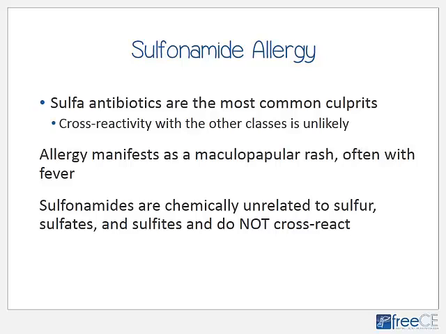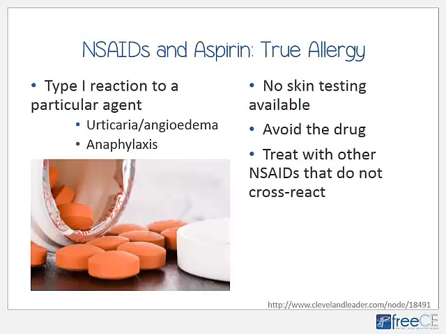And I will say, too, that sulfonamides are chemically unrelated to sulfur, sulfates, and sulfites, so they don't cross-react. So if a patient is allergic to Bactrim, they are not allergic to morphine, at least not necessarily. There's no cross-reactivity. Now let's talk about NSAIDs and aspirin.